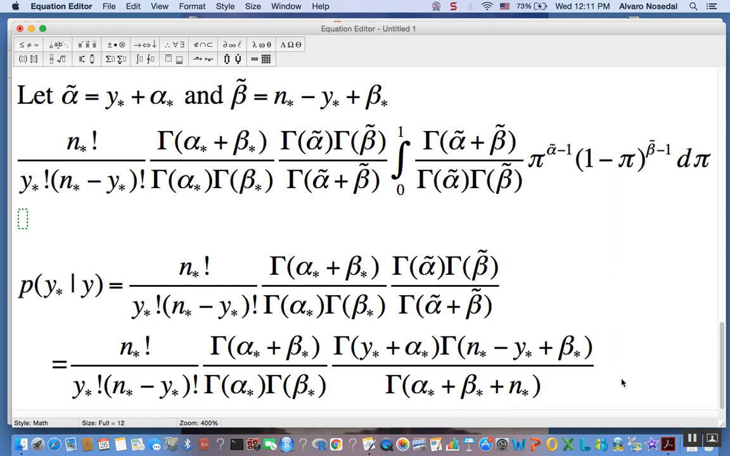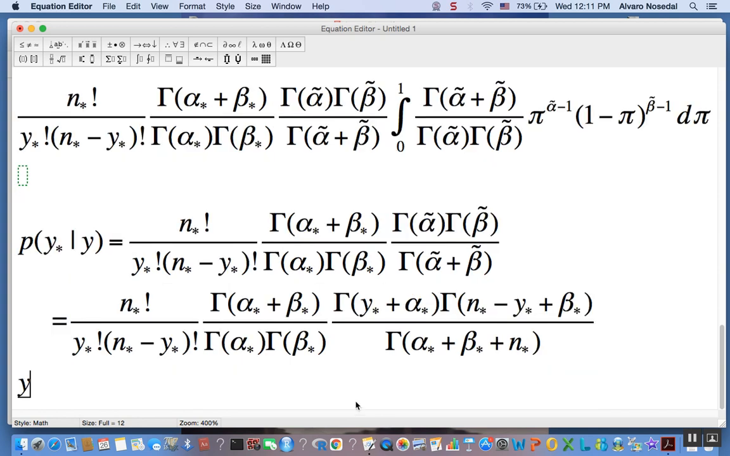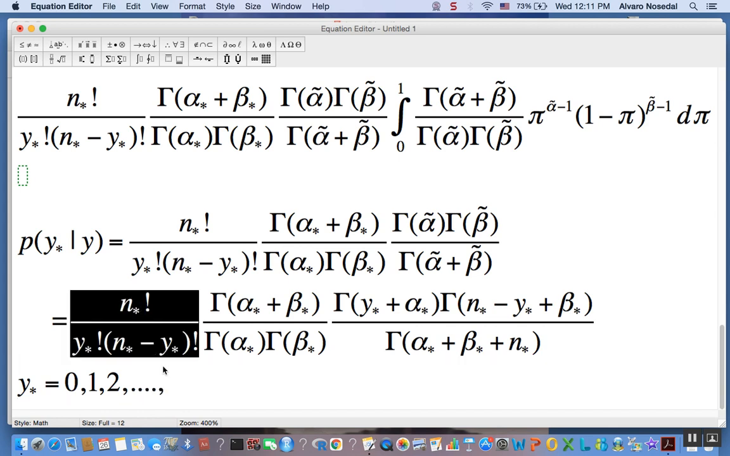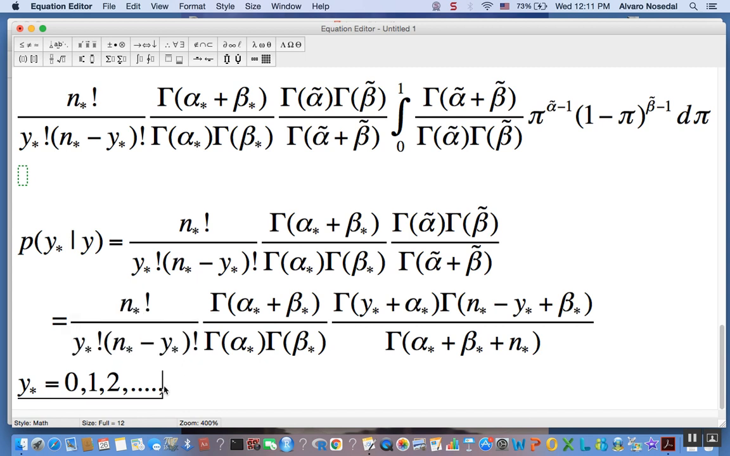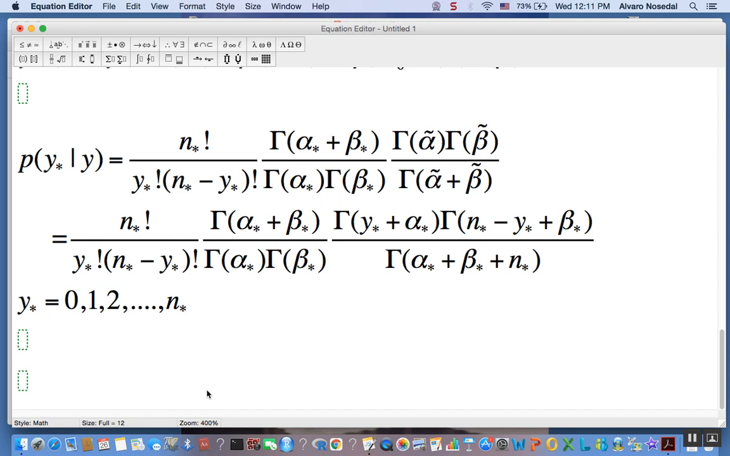Yeah? Okay. And that is going to be valid for y star being equal to 0 or 1 or 2 up to n star. Make sense? And that kind of scary looking probability distribution has a special name. It's called a beta binomial distribution. Okay? Makes sense? So it is a more general version of what we did last time when n star was only equal to 1. Okay?